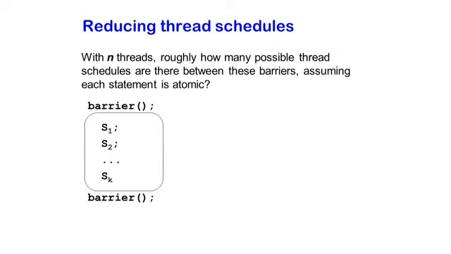This doesn't help too much though, because if we've got n threads and we have k statements in a barrier region, so here we've got statements s1, s2 up to sk, then there are a large number of possible thread schedules for this barrier region if we assume that these statements are atomic statements. So actually, the total execution length of any interleaving is going to be n times k. There are n threads that each have to do k things. So in total, there are going to be n times k things that happen.